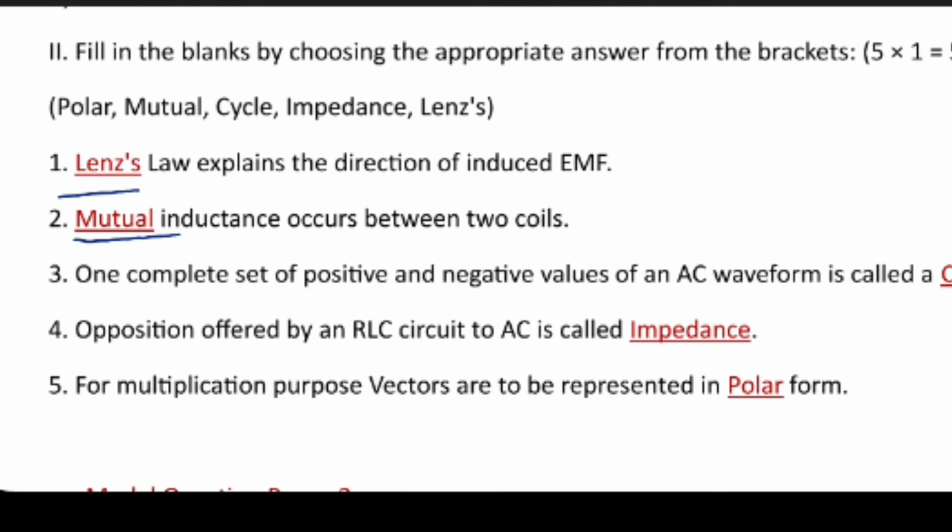One complete set of positive and negative values of an AC waveform, we call it a cycle. It has been given in the question. The opposition offered by an RLC circuit to AC is called impedance. For multiplication purposes, the vectors are to be represented in polar form.